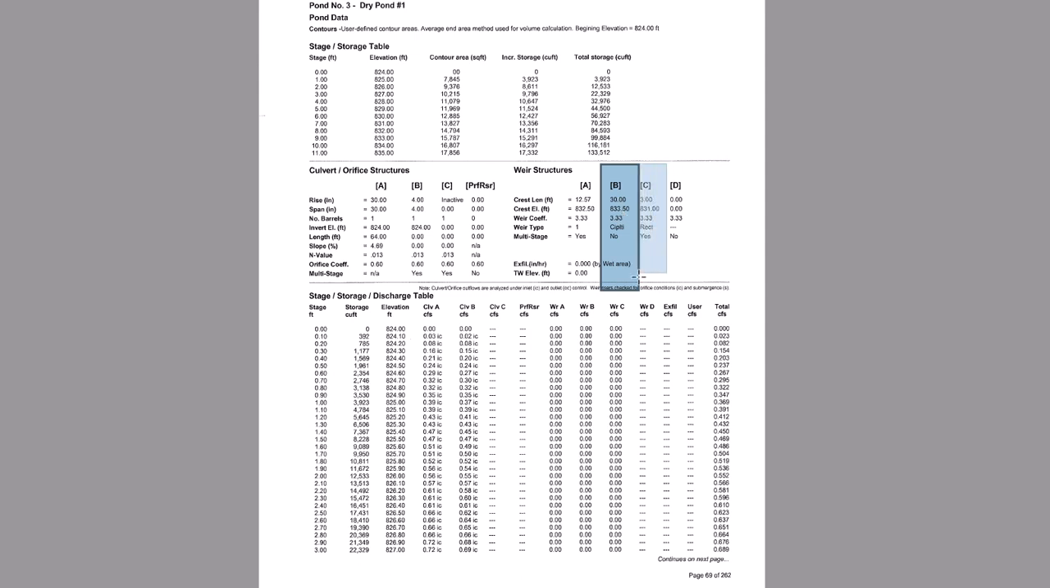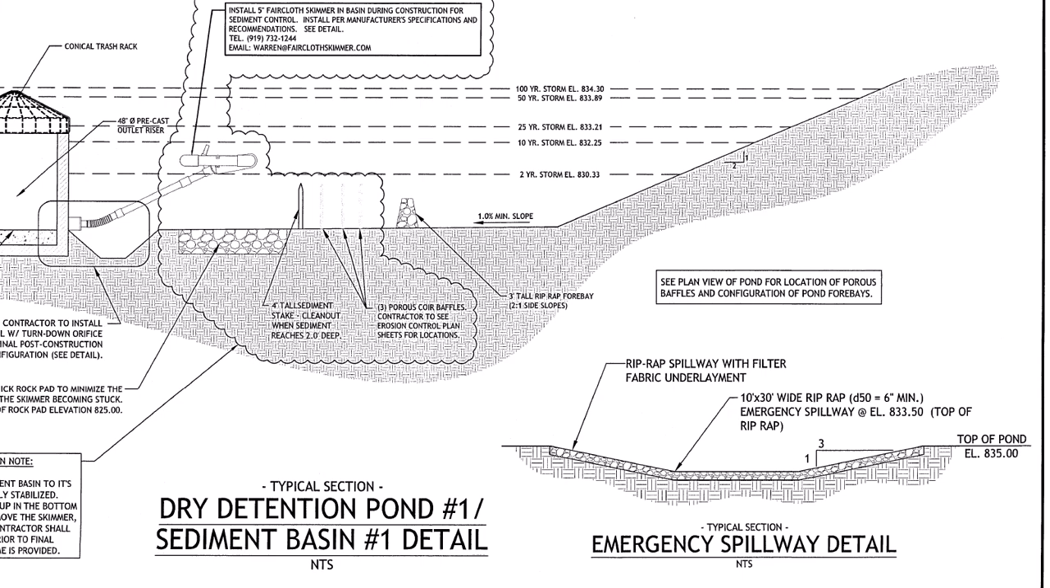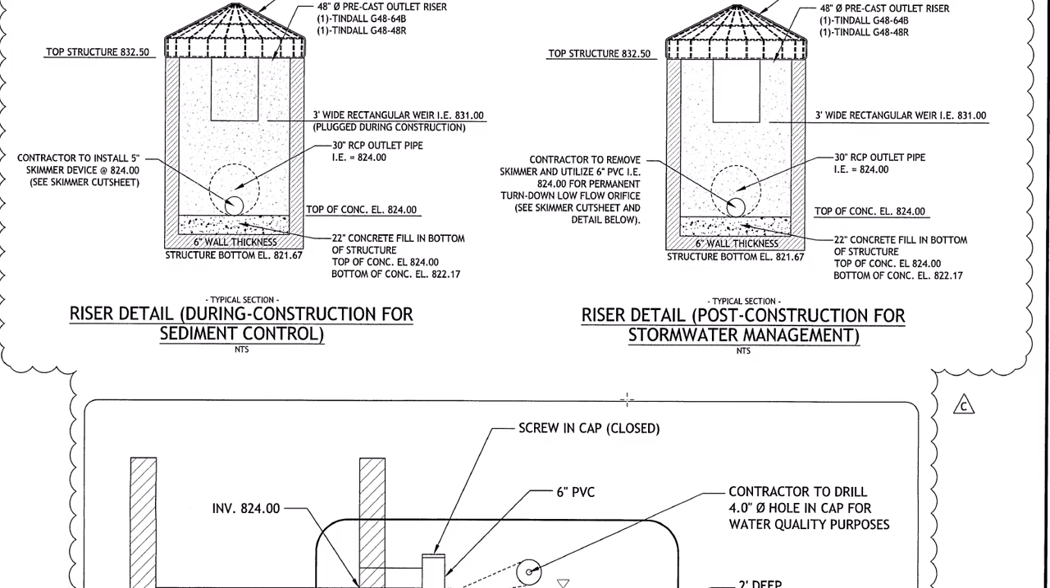The last column here is for weirs in the primary spillway and the riser. So it's showing a 3-foot weir at 831. Back to the detail for the post-construction riser, we'll see that there is indeed a 3-foot wide rectangular weir with an invert elevation of 831.